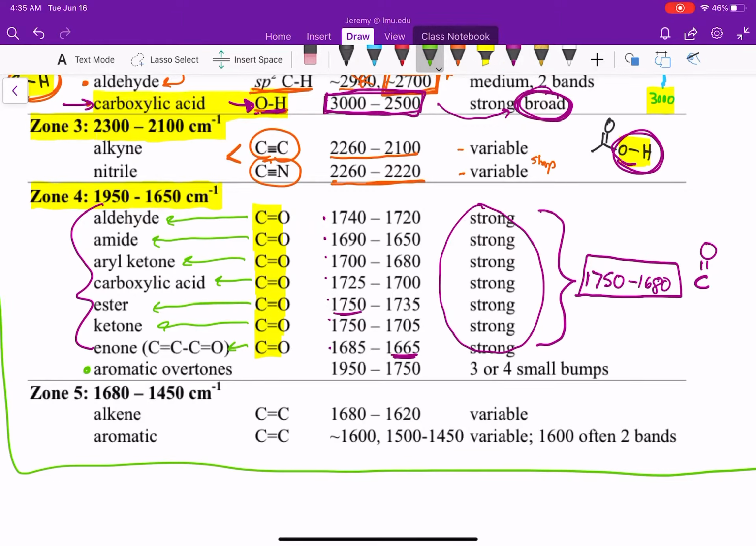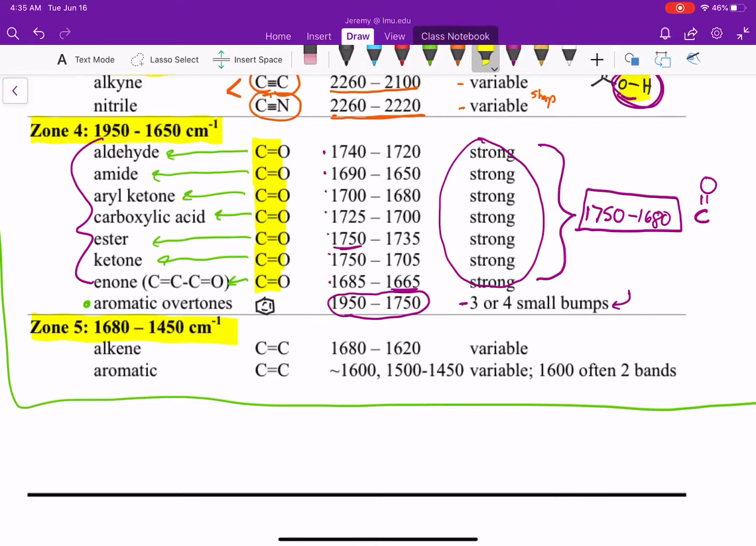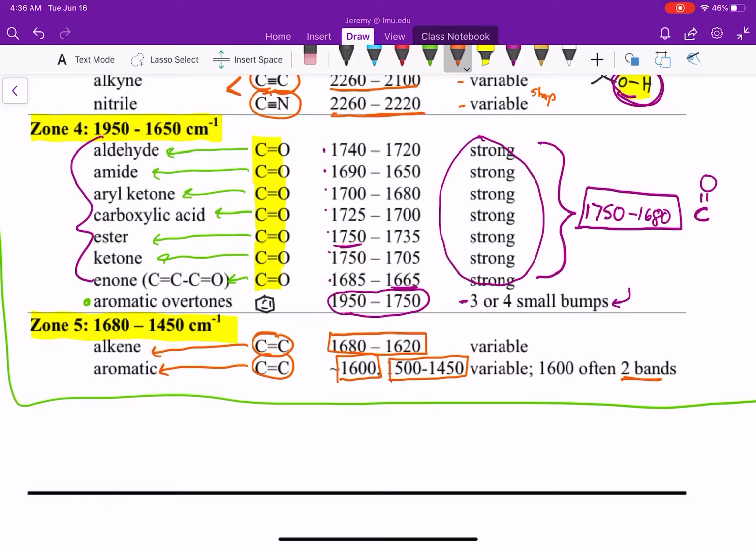The last zone we need to look at is zone 5. That comes from 1680 to 1450. And these are going to be my double bonds. So a carbon-carbon double bond of an alkene or a carbon-carbon double bond of an aromatic compound. Alkenes are generally between 1680 and 1620. Aromatic compounds generally will have a peak at 1600 and then another peak between 1500 and 1450. All right? So aromatics generally will have 2 bands.